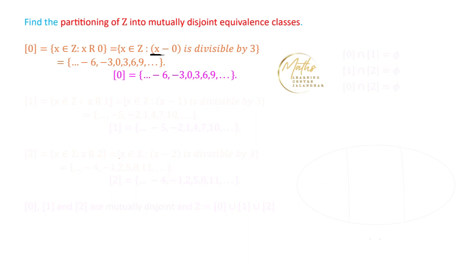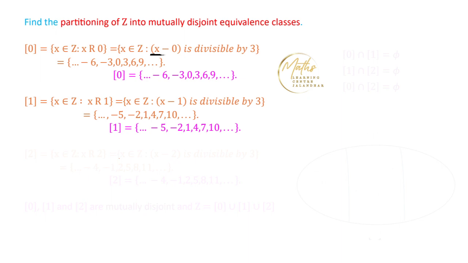Next we are talking about the next element, 1. The equivalence class of 1 is those integers which are related to 1. So this is equal to those integers for which x minus 1 is divisible by 3. The integers for which x minus 1 is divisible by 3 are 1, 4, 7, 10, and so on, and minus 2, minus 5, and so on. So what we obtain is that the equivalence class corresponding to 1 is this class.